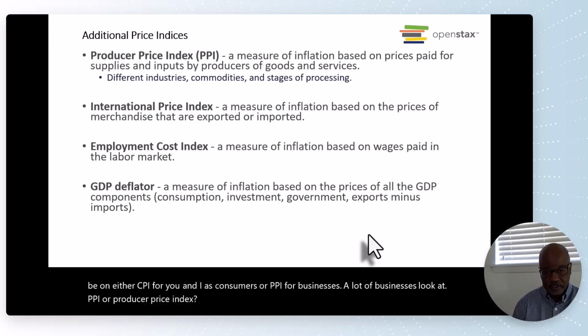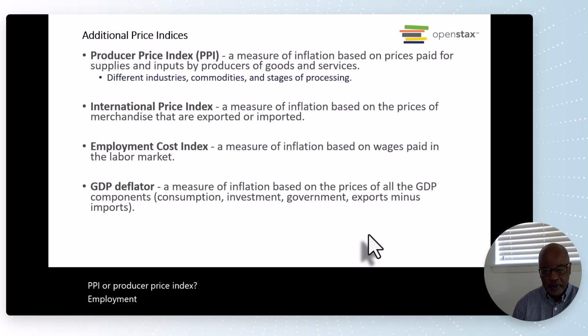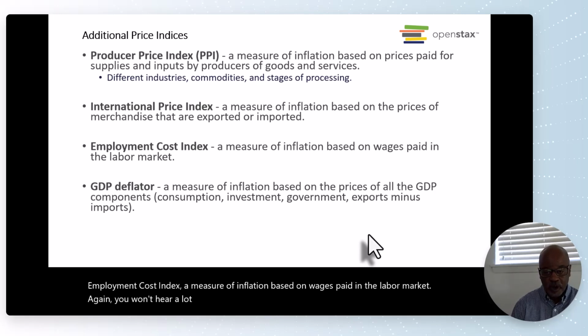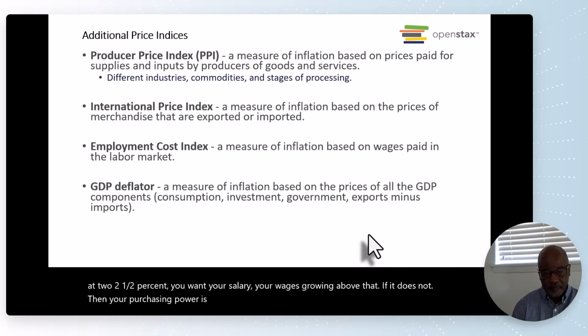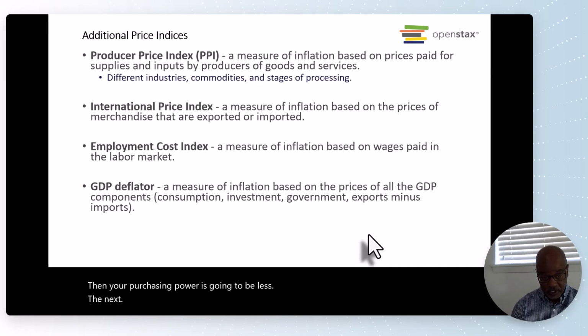Employment Cost Index, a measure of inflation based on wages paid in the labor market. Again, you won't hear a lot about that either. The important point to make is if CPI is growing at 2.5%, you want your wages growing above that. If it does not, then your purchasing power is going to be less the next year than it was in the current year, and that's not good. You want growing wages in an economy.